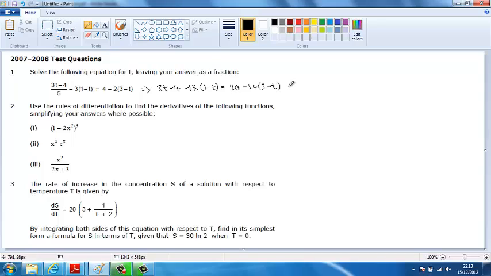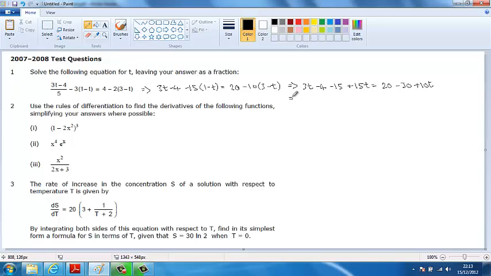Next thing to do then is multiply out the brackets. So it's 3t minus 4 minus 15. Minus 15 times minus t gives us plus 15t. And then on the right hand side we've got 20. Minus 10 times 3 is minus 30. Minus 10 times minus t is plus 10t.